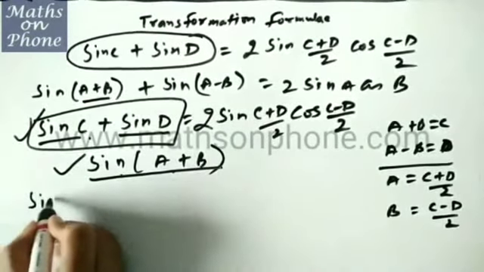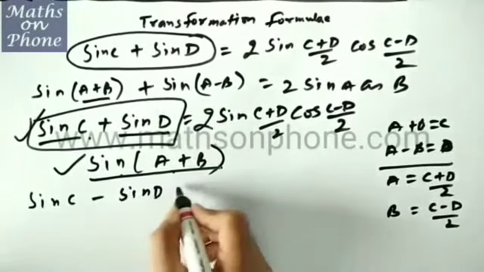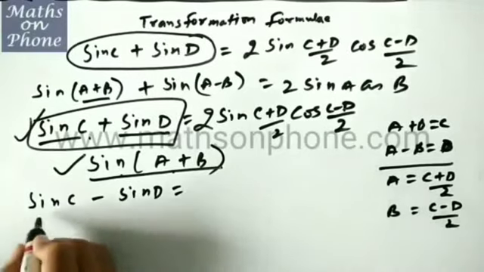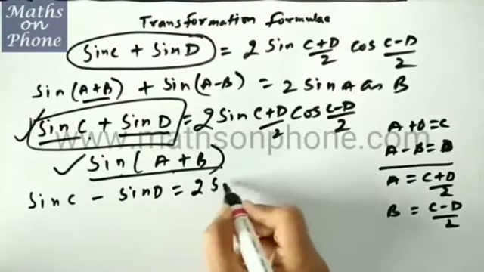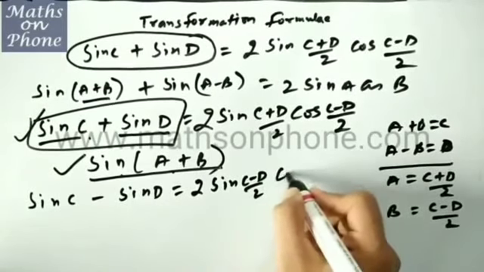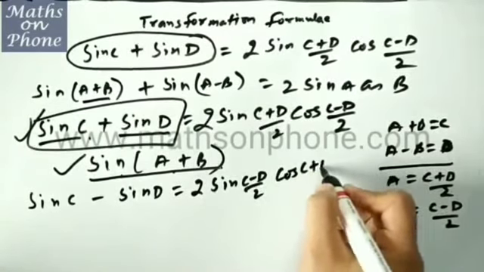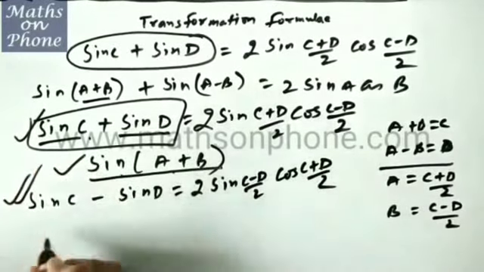Furthermore, we see sine C minus sine D. Can you make a guess? I told you, in the case of sine, one sine and one cos is there. So it is 2 sine (C minus D) by 2 into cos (C plus D) by 2. Very easy. This is formula number 2.